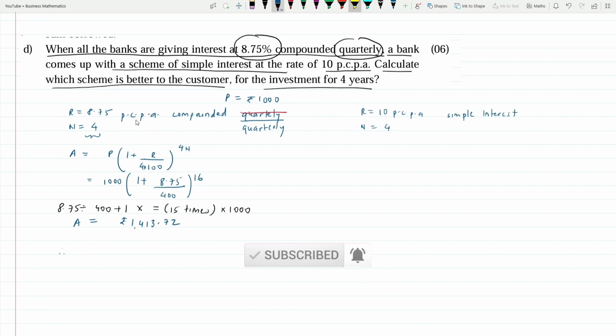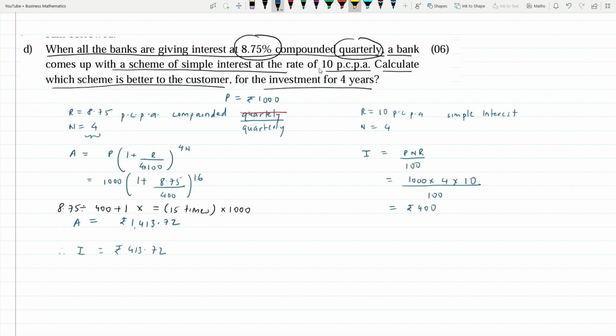So of which 1000 is the principal, so the interest which we are getting is 413.72 rupees. Now coming to the other scheme, the new scheme. Since it is simple interest, we have the formula for interest as PNR upon 100. P is 1000 multiplied by N, which is 4. The rate of interest is 10 divided by 100. And this gives us the interest as 400 rupees.